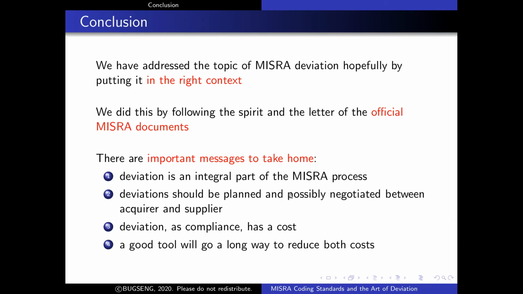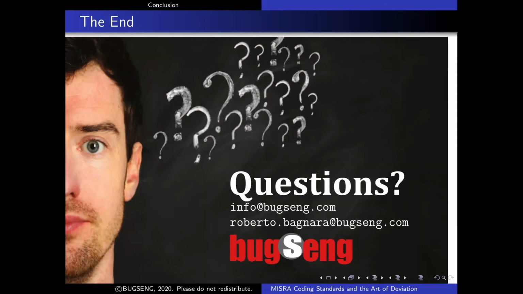Okay, deviation and compliance both have costs. So the cost of deviating and the cost of complying, this is something you have to think carefully about, and to make sure that you make the most convenient decision. And a good tool will go a long way to reduce both costs. And again, training. Training is essential in order to make the right choices.